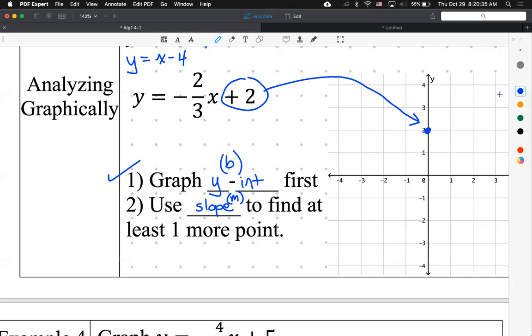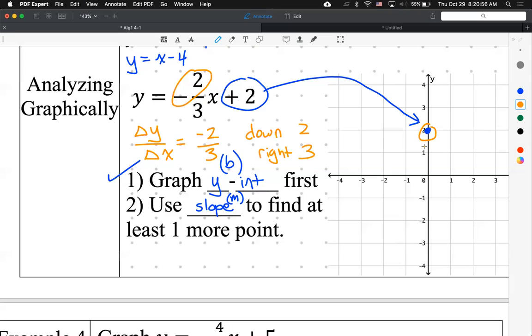2 down, 3 to the right. And then let's go ahead and annotate this. So our slope is change in y over change in x. And change in y, again, if you have a negative symbol, this negative really belongs with the top, the numerator. So I have -2 over +3, which means down 2, right 3.